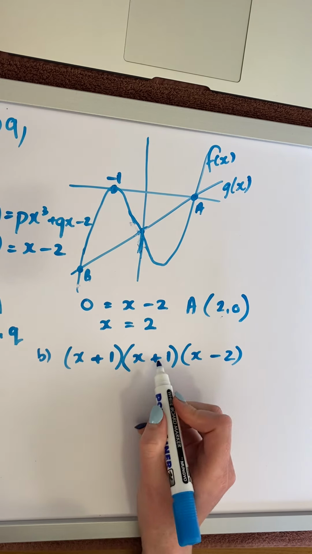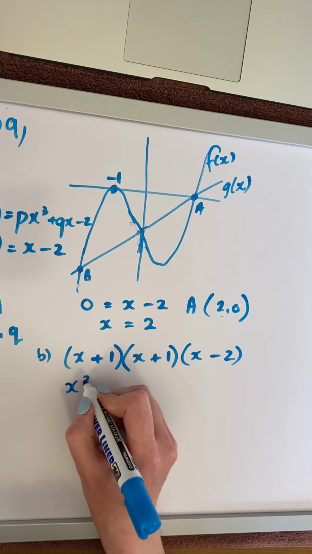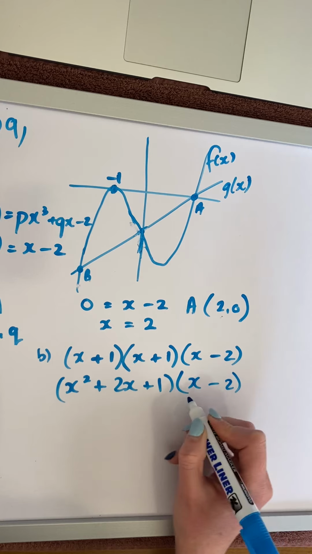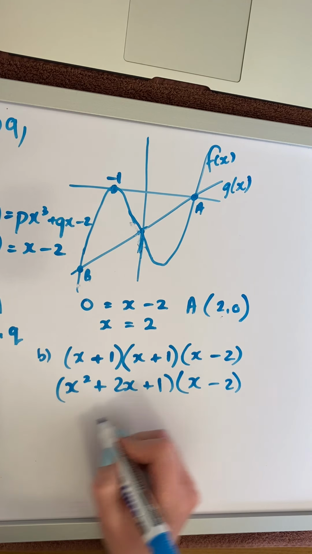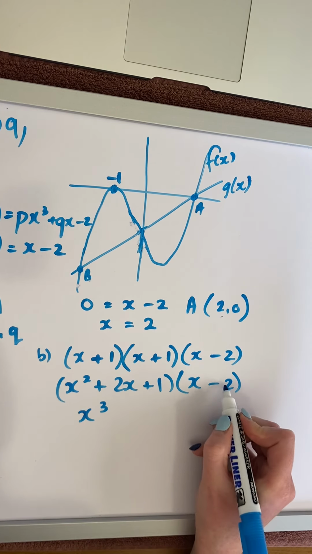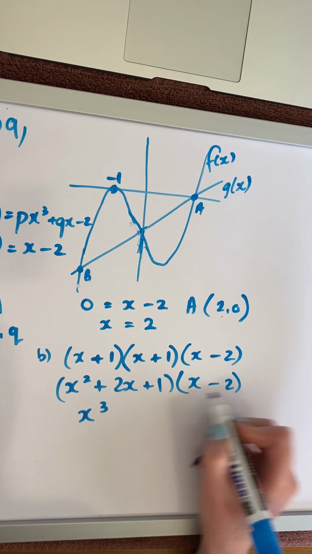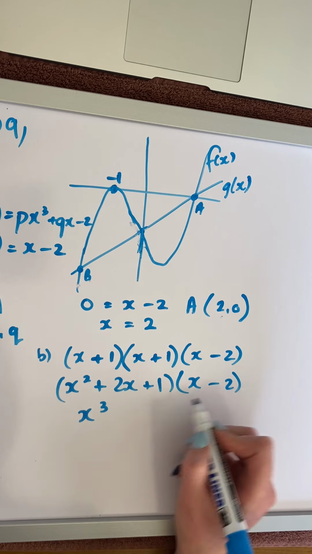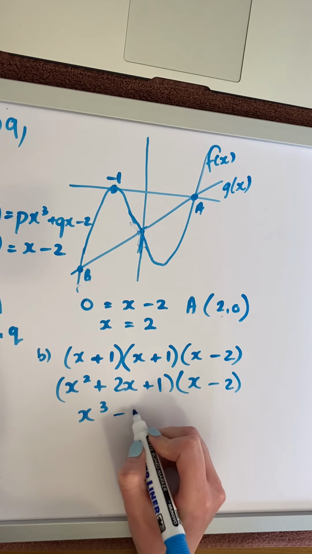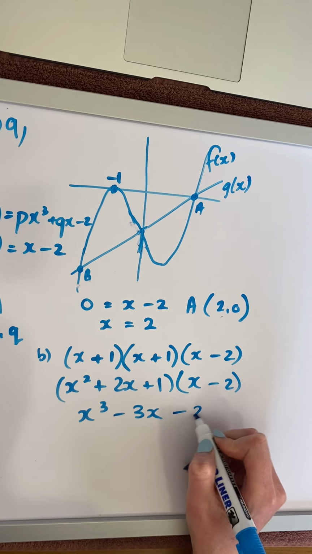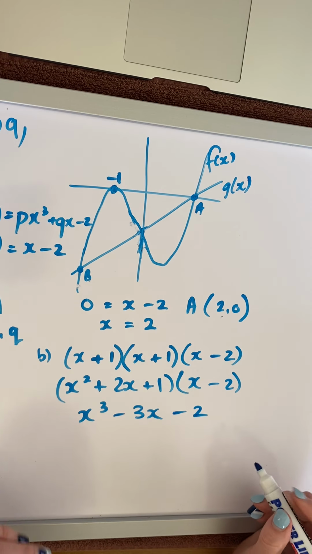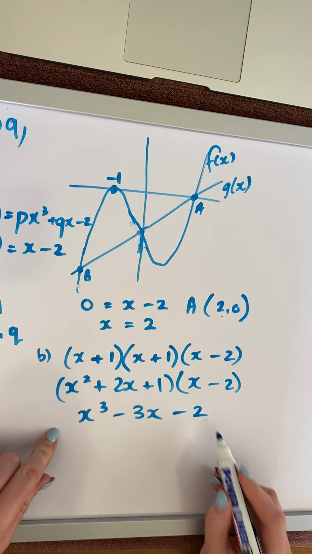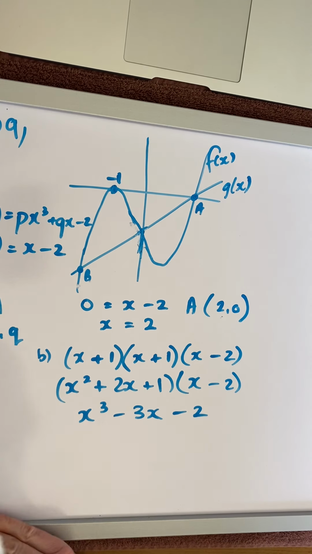We multiply this out. So multiplying out our first 2 brackets first, we have x squared plus 2x plus 1. And then multiplying that by our x minus 2, we get x cubed, plus 2x squared minus 2x squared, which eliminates. We have minus 4x and plus 1x, which is minus 3x, and we have minus 2 at the end. So you can do it out step by step as I did in the previous example if you find it easier, or if you can skip straight forwards to this line, absolutely perfect. Just be careful with your multiplication.